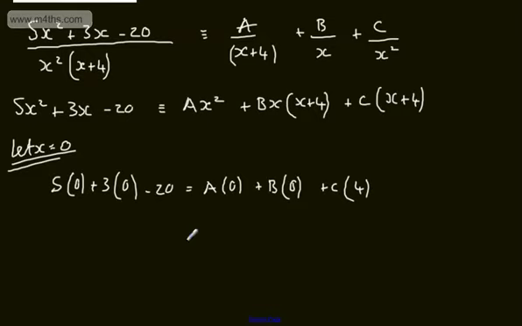So what does that leave me? That leaves me now, minus 20 is equal to 4c. So straight off we can see that c will be equal to minus 5 when we divide both sides by 4. Okay, so that's x is 0.